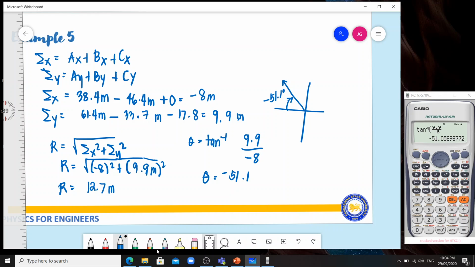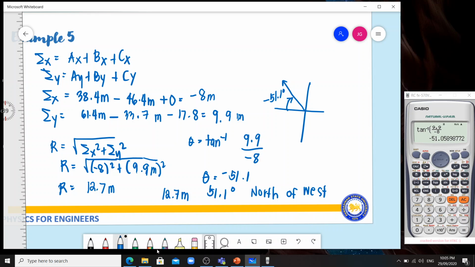So, ayan na. Ang final answer natin ay 12.7 meters, 51.1 degrees north of west. Kasi, going to north siya from the west. From the west going to north. Kaya north of west. Tama ba? Okay. So, yon.